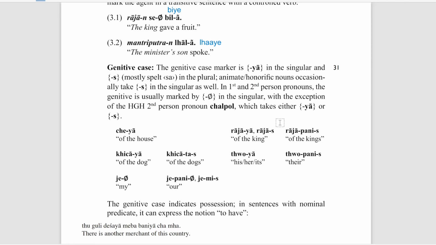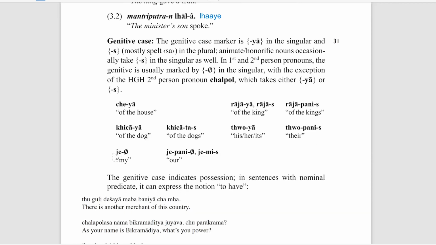And you need to know that if it's just Rajasa, then that's the genitive. That's a tricky one. And then for pronoun, J is my, and J is also I. There is no difference. And then we have the plural as J Bani. J Bani is both we and our. And J Banisa is our. So sa is the genitive marker, and Bani is the plural marker for a pronoun.